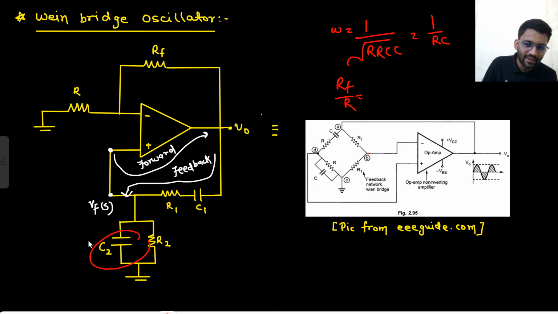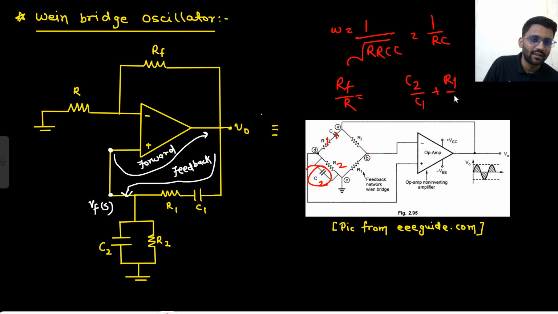You will start from the parallel one. Let's just say this is C2, this is C1, this is R1, this is R2. You start from the parallel one, then you go to the other one, plus the resistance near to the parallel one, divided by the resistance of the second one.